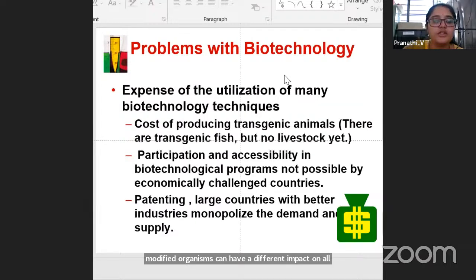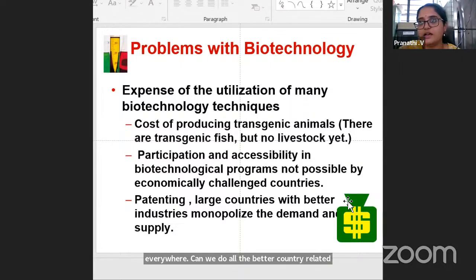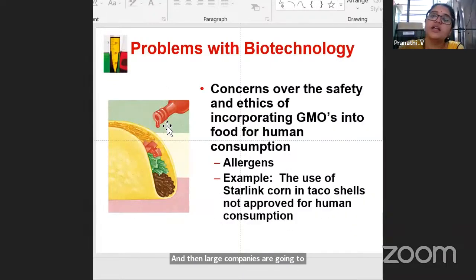So you can see the cost involved is very expensive. Participation and accessibility are a problem. Not everywhere can you do all these biotechnology related experiments, especially in economically challenged countries, and then large countries are going to dominate and monopolize the demand and supply, obviously, and there are concerns over the kind of impact it has on humans.